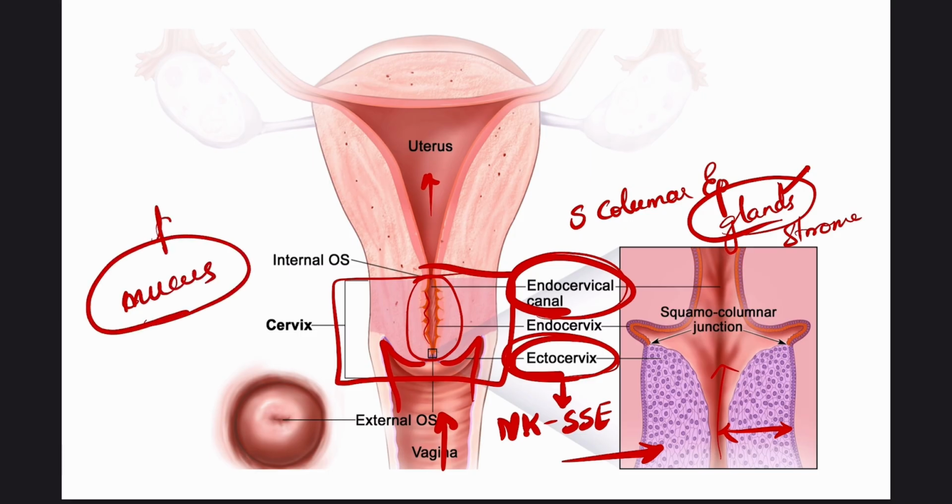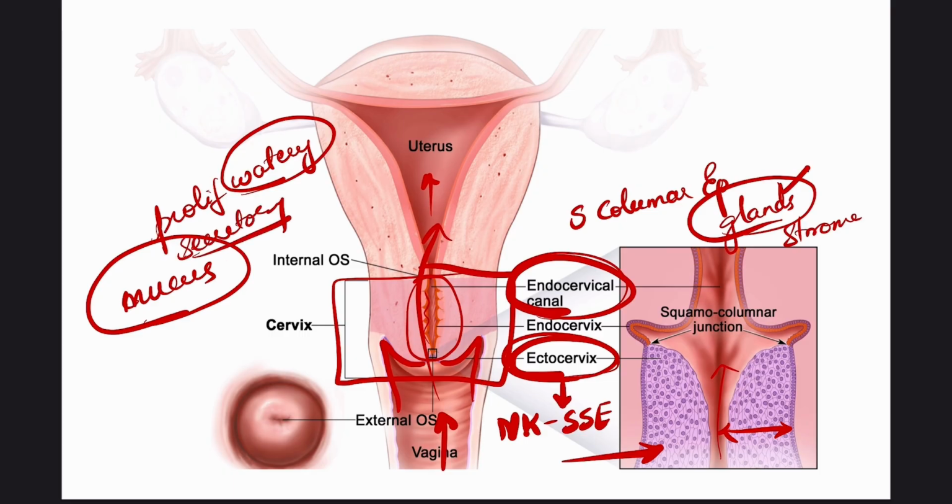In the early proliferative phase, this mucus is thin and watery to allow passage of sperms through this canal into the uterine cavity. Whereas in the secretory phase, this mucus becomes extremely thick and forms a plug. This plug prevents further entry of other sperms or other microorganisms into the uterine body, so as to protect the embryo if it has been developing inside the uterus. This is a protective function.